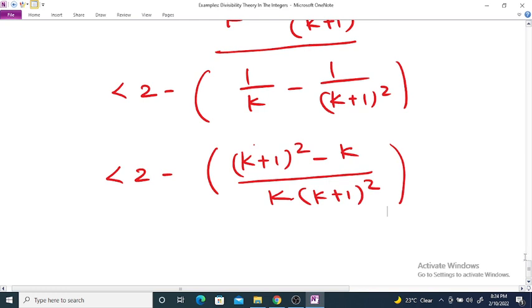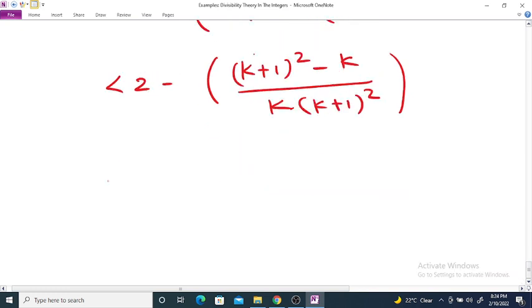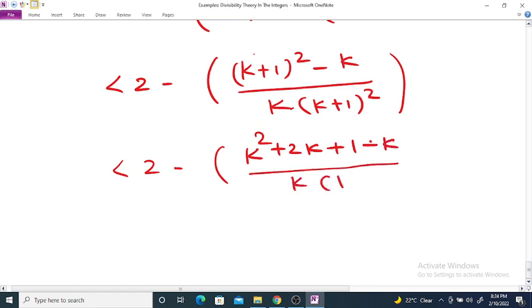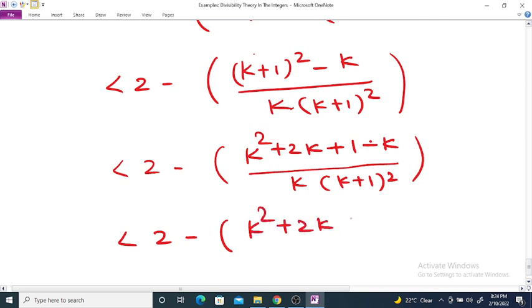Now this is the same as 2 minus, what is (k plus 1) bracket square? It is k square plus 2k plus 1 minus k, divided by k into (k plus 1) bracket square. Now 2k minus k is k only, so this is 2 minus (k square plus k plus 1) divided by k into (k plus 1) bracket square.